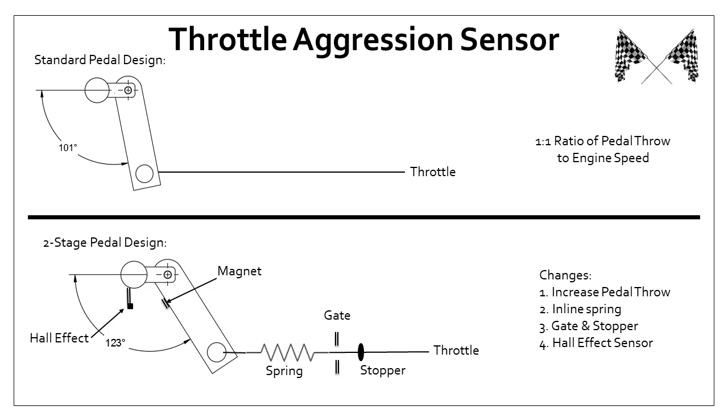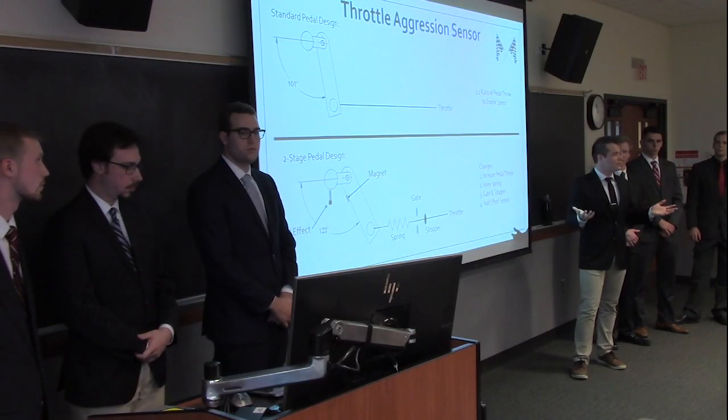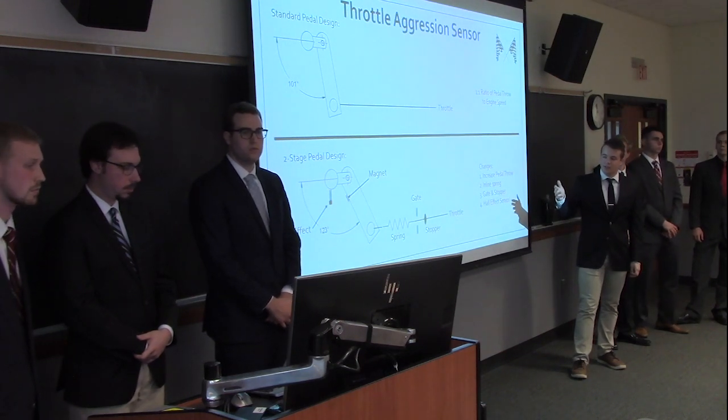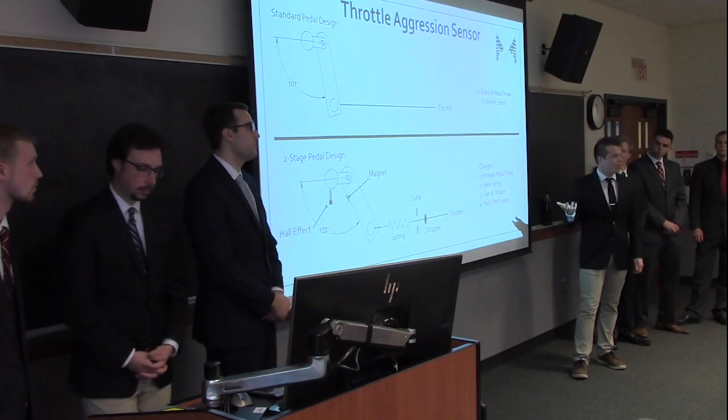So this is the throttle aggression sensor. On the top you have a standard pedal design, like most cars, ATVs, that type of thing, where you push your foot on the pedal, pulls the throttle cable, opens up the engine. What we devised is a 2-stage pedal design. The first stage of it being exactly like the standard one. You push the pedal, opens the engine.